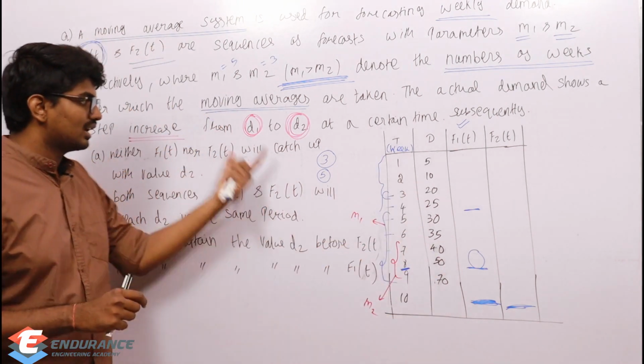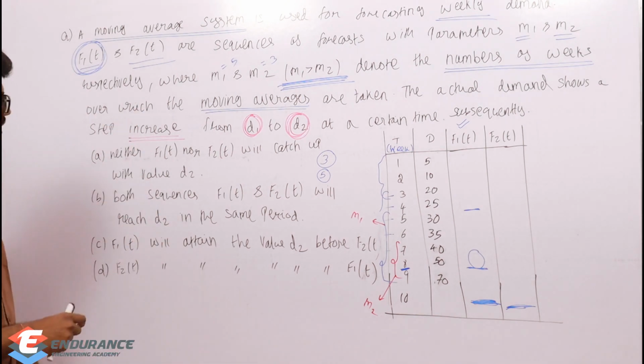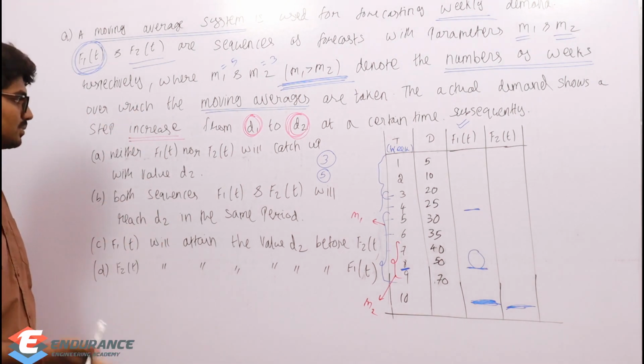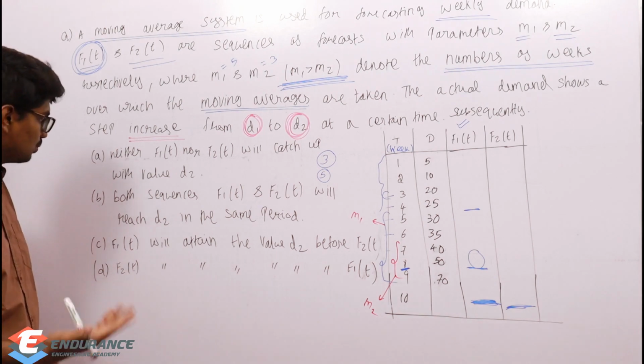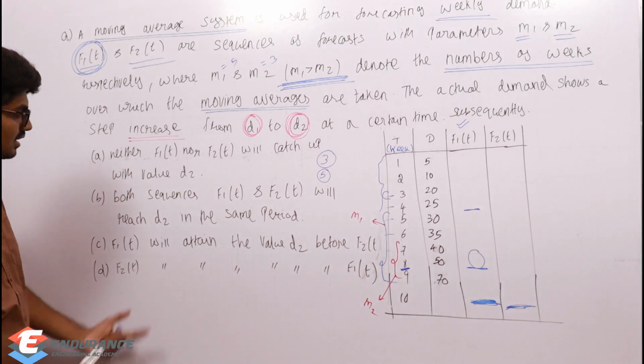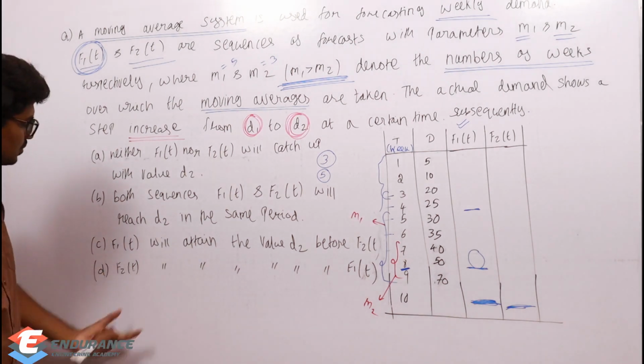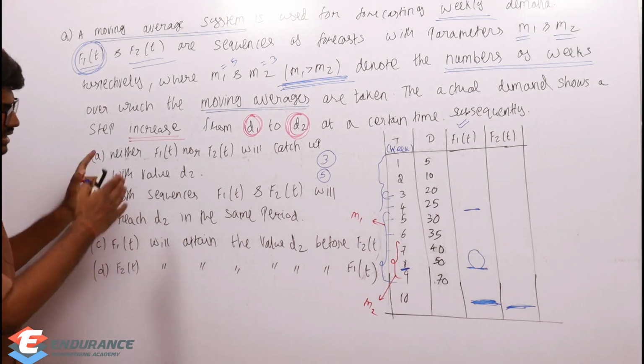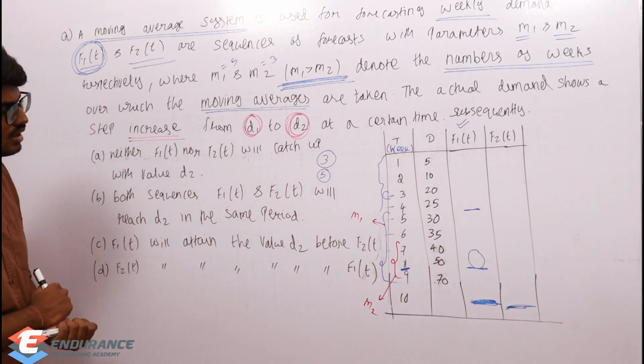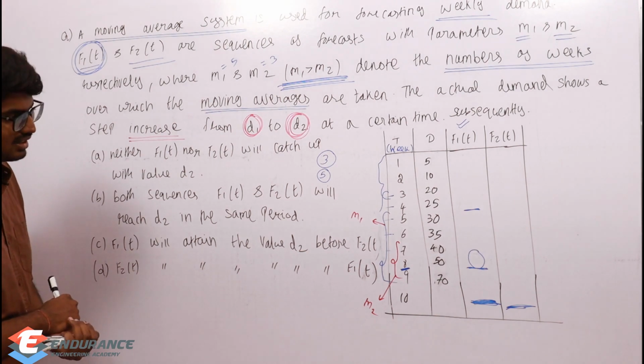Now they are asking, they have given some options. Neither F1 nor F2 will catch up with D2. Both sequences F1 and F2 will reach D2 in the same period. F1 will attain the value D2 before F2, similarly, etc. You can just read out the options if you want to. Now let me go for the solution.